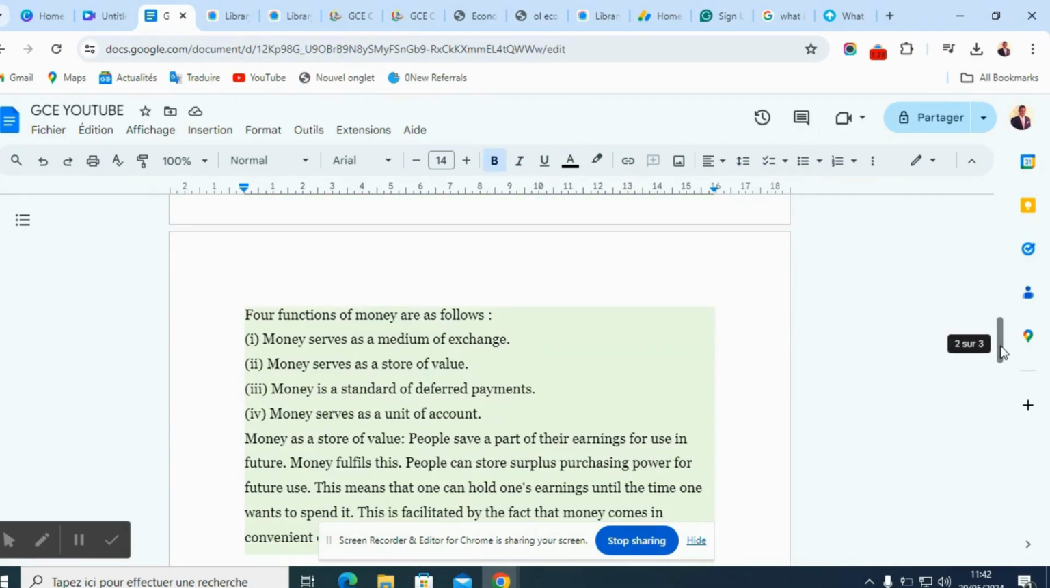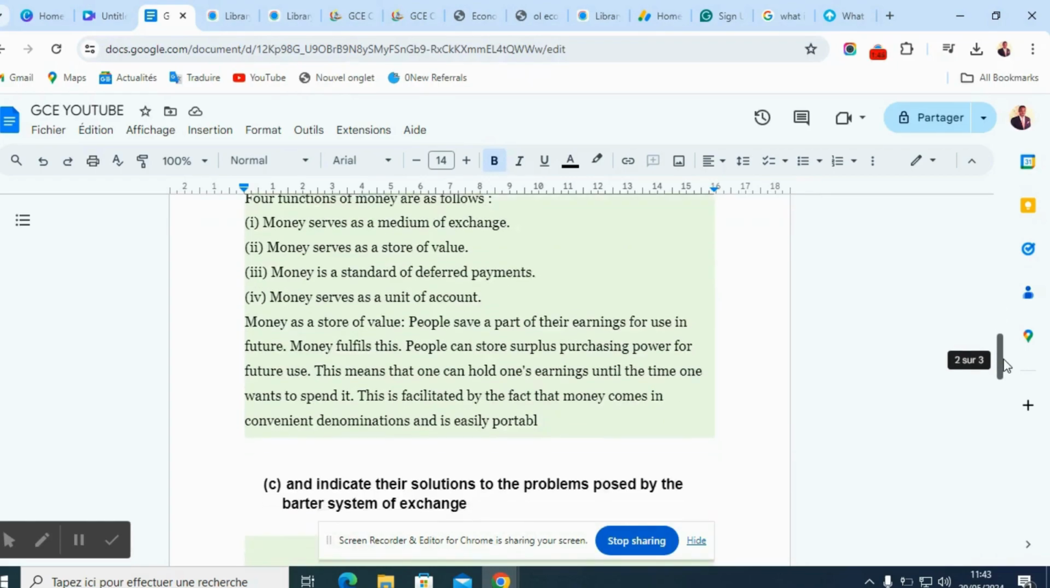The next question says four functions of money. We should give the functions of money and how it helps in the barter system. The first function: here you can look at the functions of money. We have money serves as a medium of exchange. Money serves as a store of value. Money is a standard of deferred payments. Money serves as a unit of account. So everything is here. You can go through it.